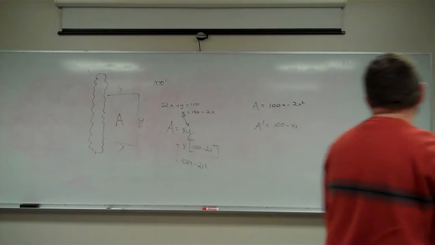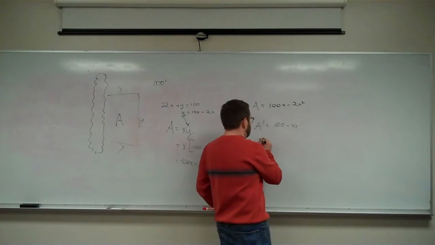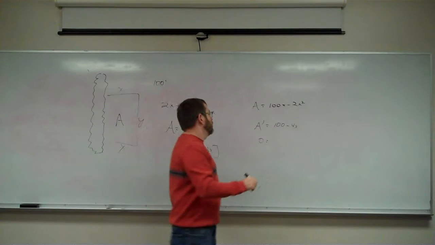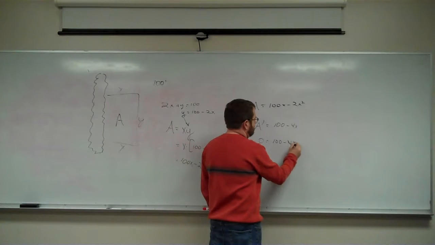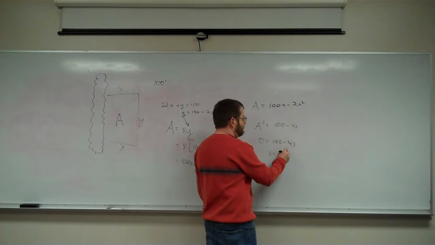Alright. And then we set that equal to 0, so that we find the max, well, we find a critical point anyway. 0 equals 100 minus 4x. So can we agree that x equals 25?